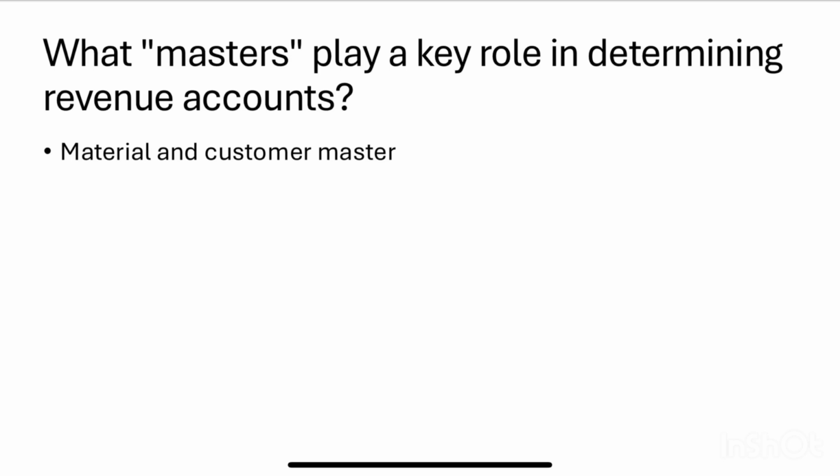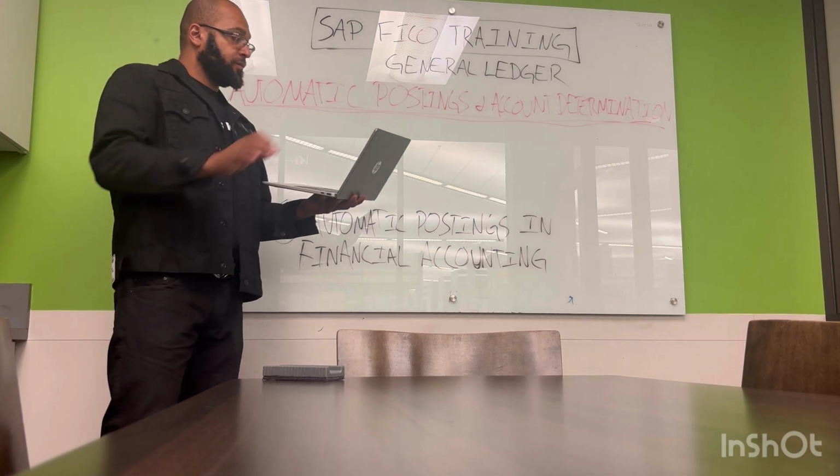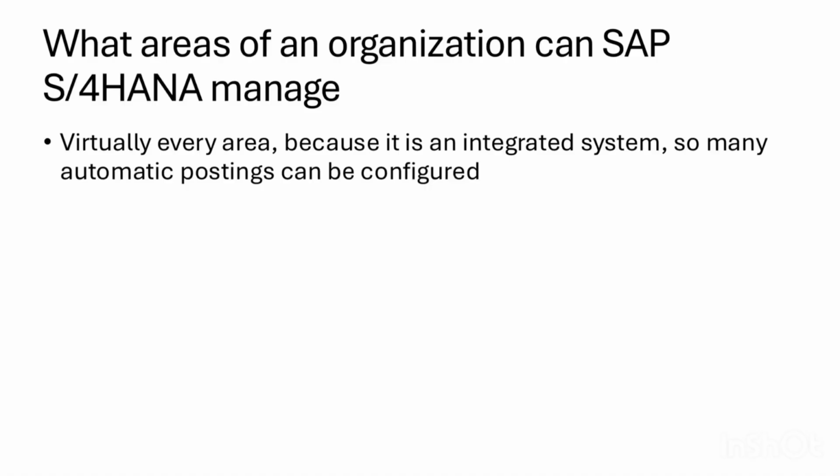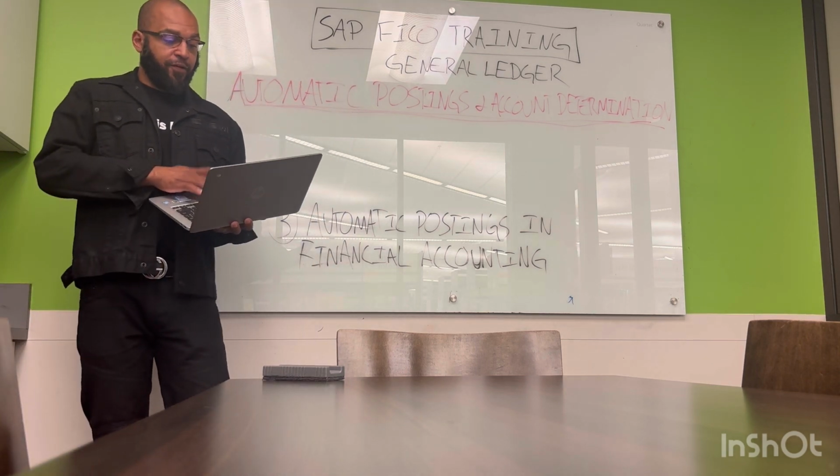Okay, that's it for our sales flows. Now we're going to talk about automatic postings in financial accounting. What areas of an organization can SAP S/4HANA manage? Virtually every area, because it is an integrated system. So many automatic postings can be configured.